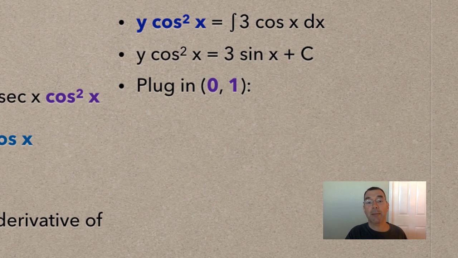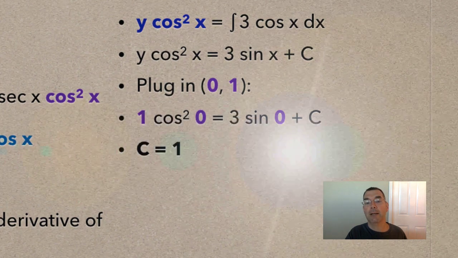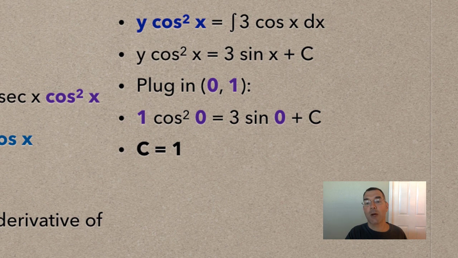Now I'm going to plug in my boundary condition that I was given at the very beginning of the question, where x was 0 and y was 1. So I plug that in. Everywhere there's an x, I put 0. Everywhere there's a y, I put 1. The left-hand side is just 1. The right-hand side is just c. So that means that c is equal to 1. So my final equation after I plug those in is y cosine squared x equals 3 sine x plus 1.